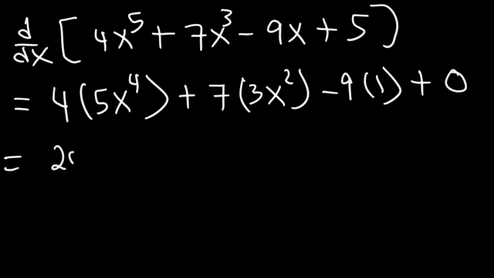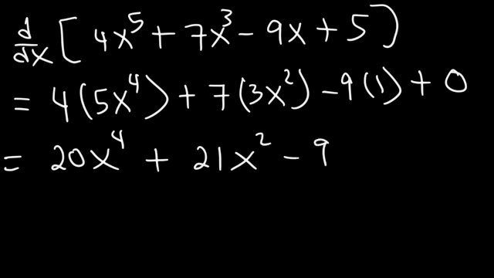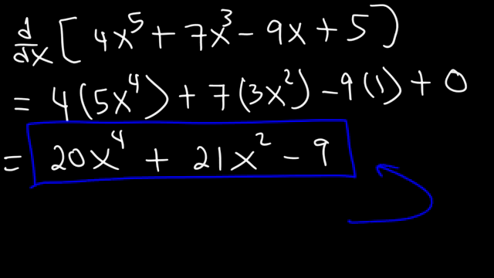So 4 times 5 is 20. 7 times 3 is 21. And this is going to be it. So it's 20x to the fourth plus 21x squared minus 9. So you just have to differentiate each term separately.